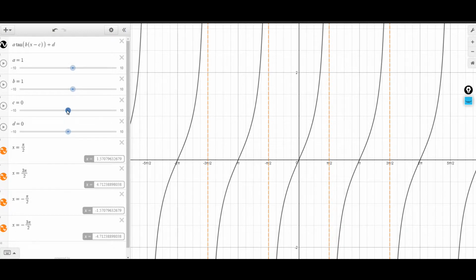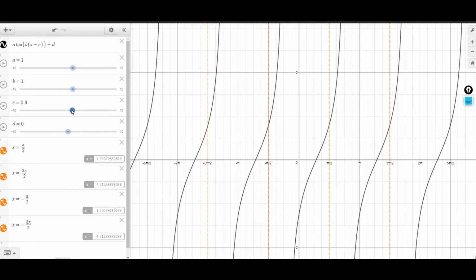Then let's talk about C. Hopefully we recognize, or we can take a guess. I want you guys to remember, C is my horizontal translation, left or right. So I want you to think about what happens to my graph as C increases, and what happens to my graph as C decreases. Does that change the asymptote?